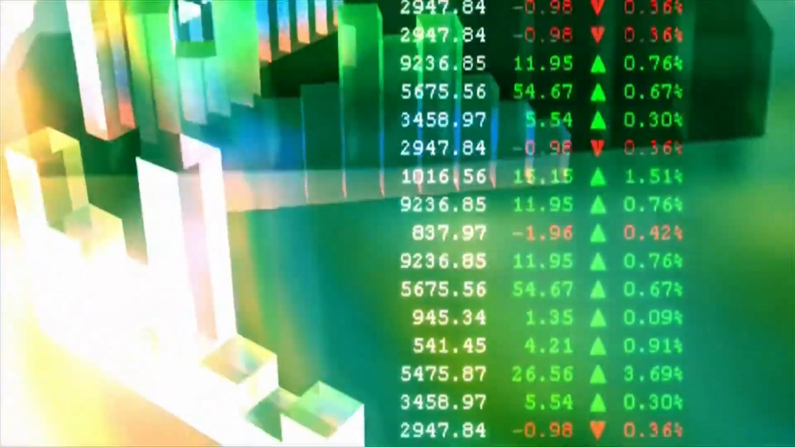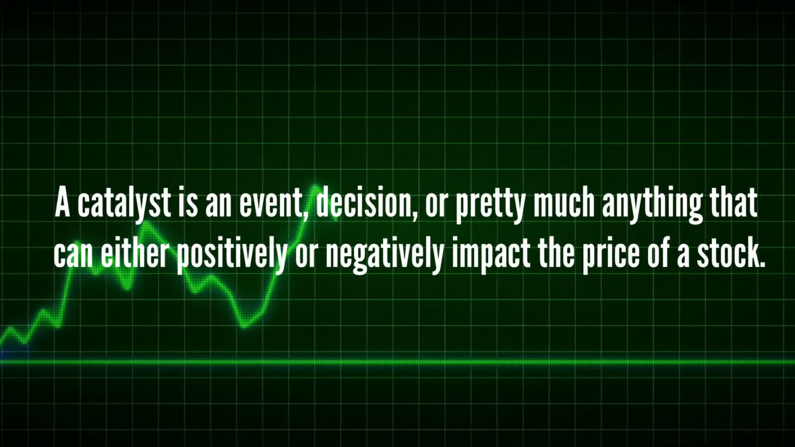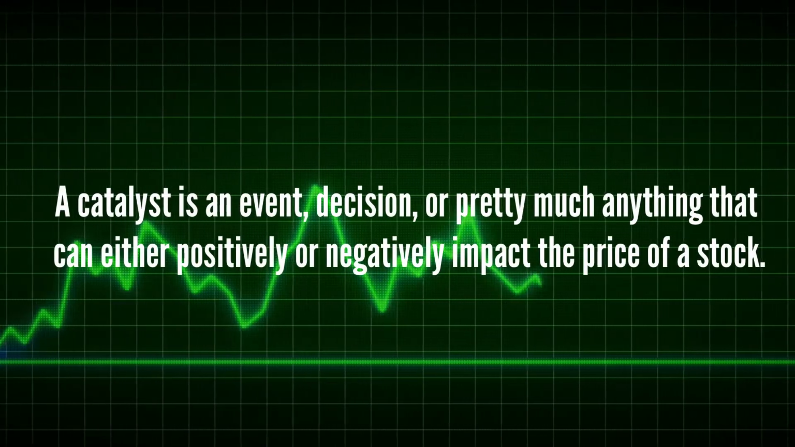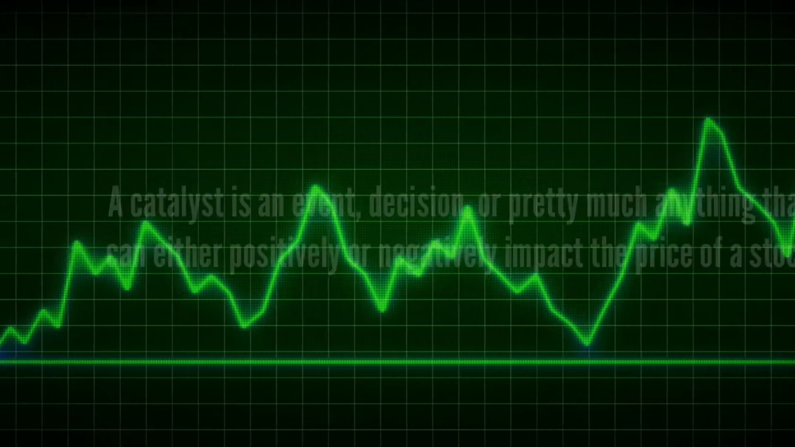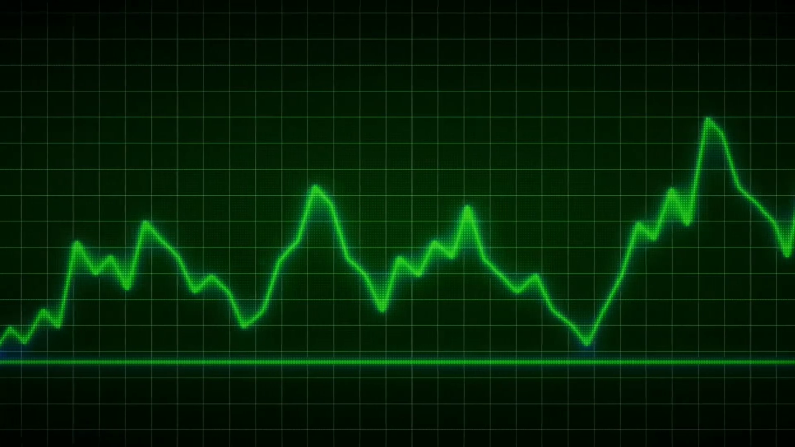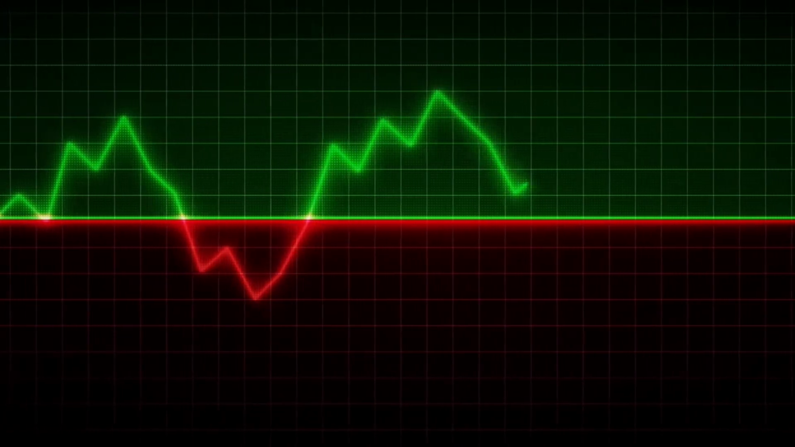In most cases, stocks move up and down based on what's called a catalyst. A catalyst is an event, decision, or pretty much anything that can either positively or negatively impact the price of a stock. Examples include a company being bought out, earnings report, and many other things that can lead to a massive change in a stock's current price.